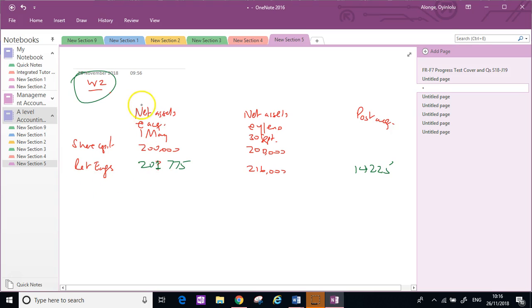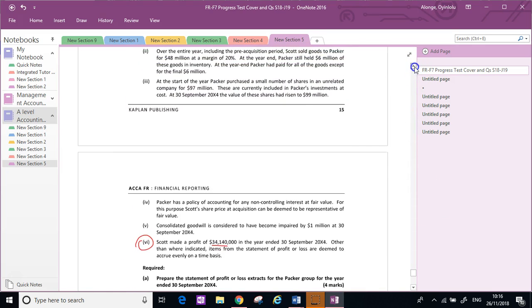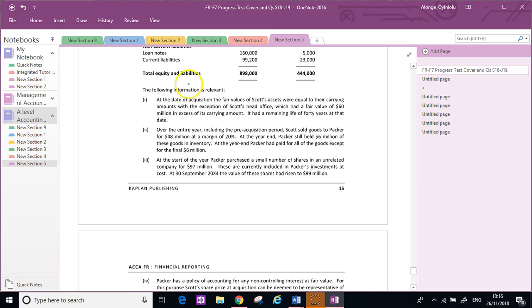Now, the standard requires us to measure net assets at acquisition at fair value, right? So we need to look through the adjustments to see what's going on. I'm going to do this in a series so it's not too long. We're told in the question that at the date of acquisition, so you're always looking out for fair value adjustments, the fair value of the assets were equal to their carrying amount, with the exception of the head office, which had a fair value of 60 million in excess of the carrying amount.